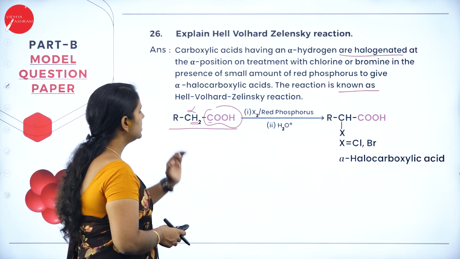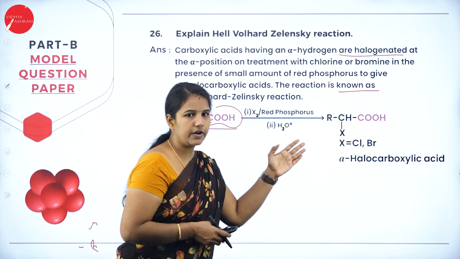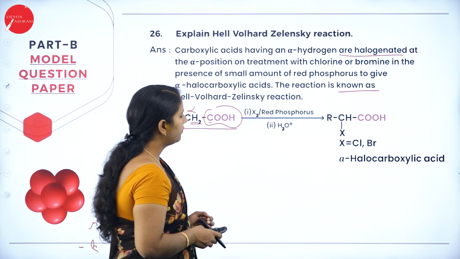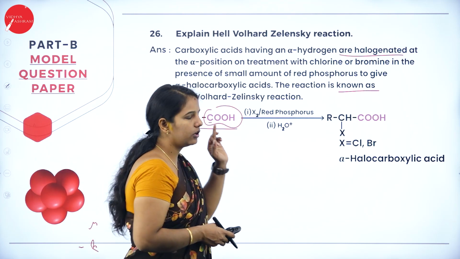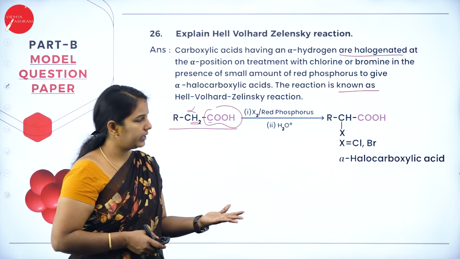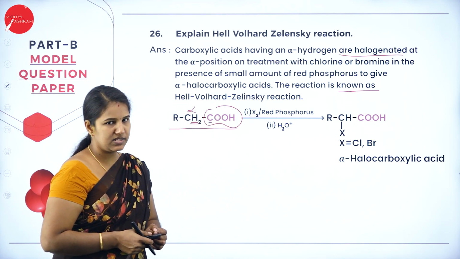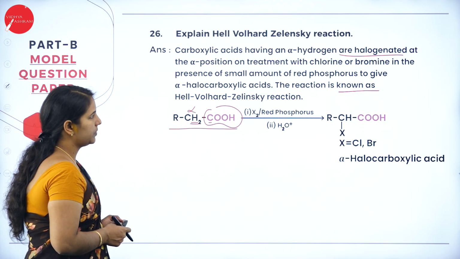Hell-Volhard-Zelinsky reaction. So, this will take place in presence of red phosphorus, and you are going to add a halogen. So, what will be the product? One of the hydrogens you are going to remove and substitute with a halogen. You will get an alpha halocarboxylic acid. You can go with any specific example.